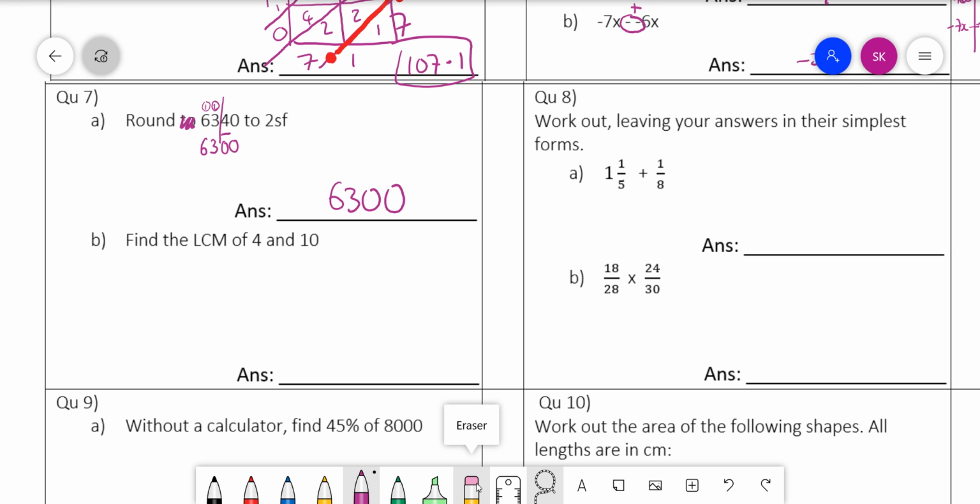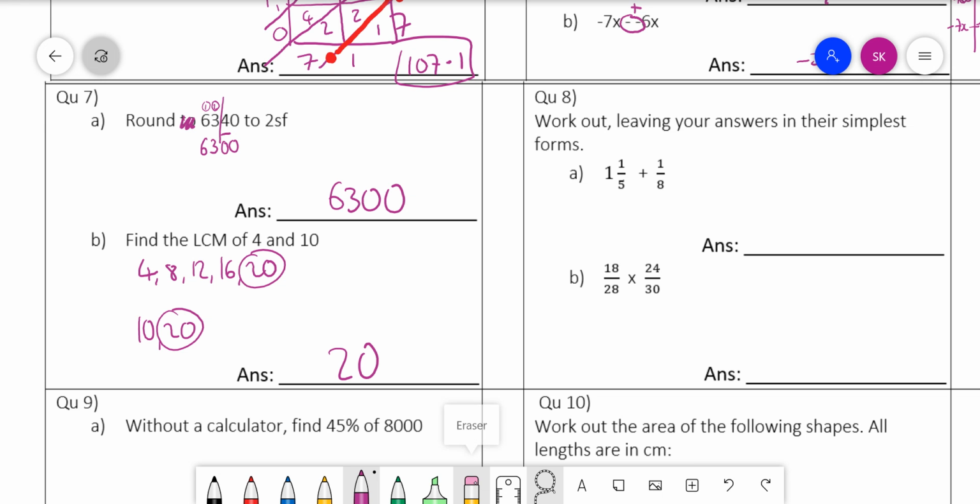7b, find the lowest common multiple of 4 and 10. Well, lowest common multiple means multiples of a number are the times tables. So I'm going to write out the times tables of 4, and I'm going to write out the times tables of 10 until I get a number that is in both their times tables. So 20 is the lowest common multiple. Make sure you haven't got multiples confused with factors.